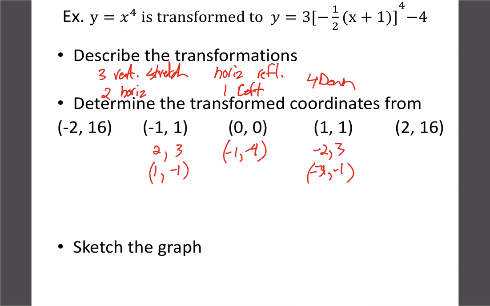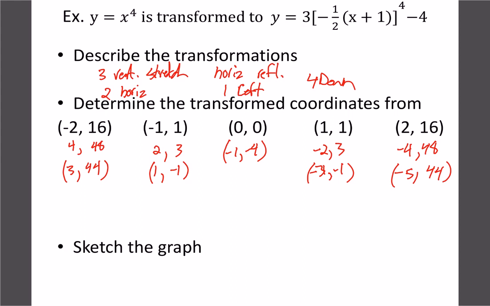3 times vertically would be 48. Negative 2 horizontally would be 4. 1 left would be 3. 4 down would be 44. And our last one should be pretty much the same. We'd have negative 4, 48. So one left would be negative 5 and 44. So once we have those coordinates, we can actually sketch the graph fairly accurately.